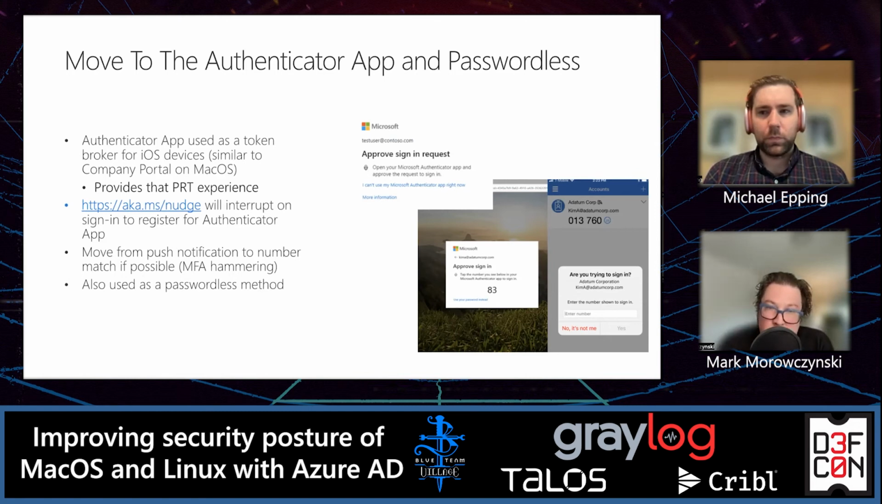Another thing I want to make sure all us defenders know about is we want to move from the push notification aspect of the Authenticator app. So that's what you see there in the upper left. You get the MFA request, you get the approve or deny, and we want to move to the number match experience. There you see in the lower right, the number pops up and you actually have to type the number in to be able to approve that MFA request. This helps tremendously with the MFA hammering technique I talked about a little bit earlier. Also, number match is what's going to be needed to use passwordless.